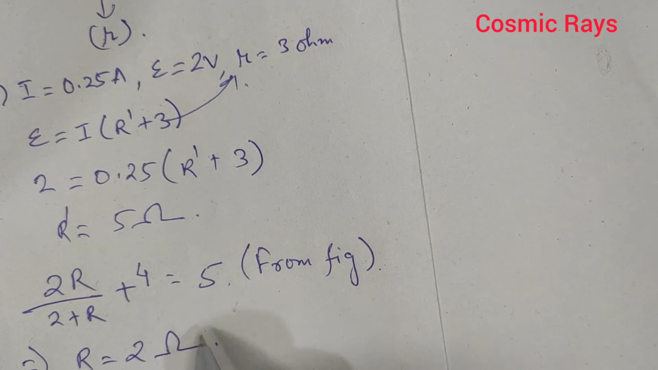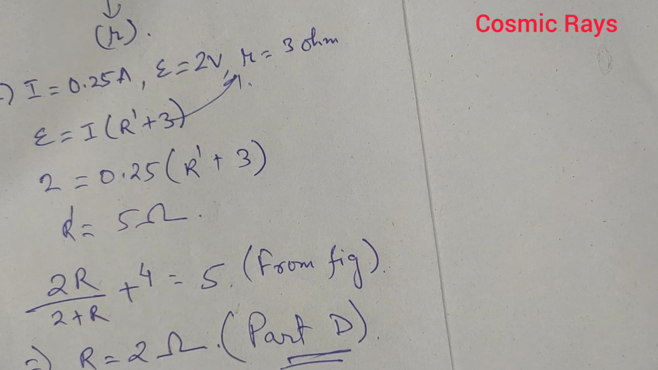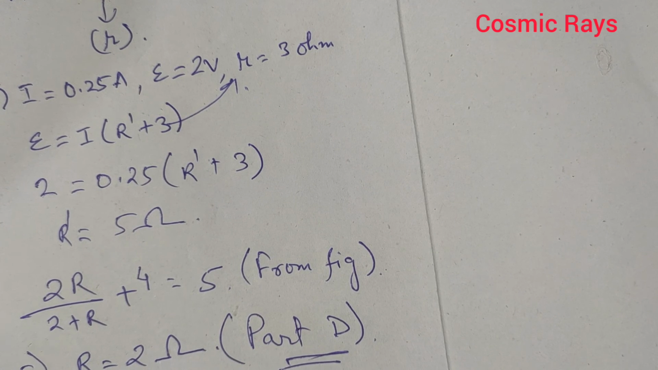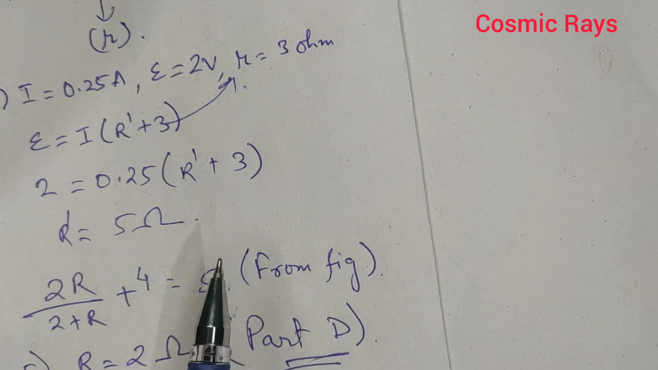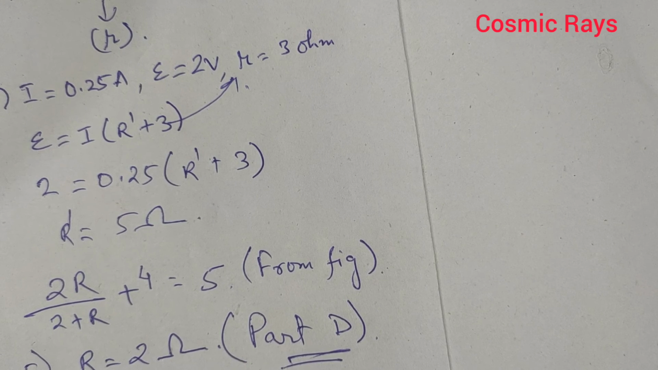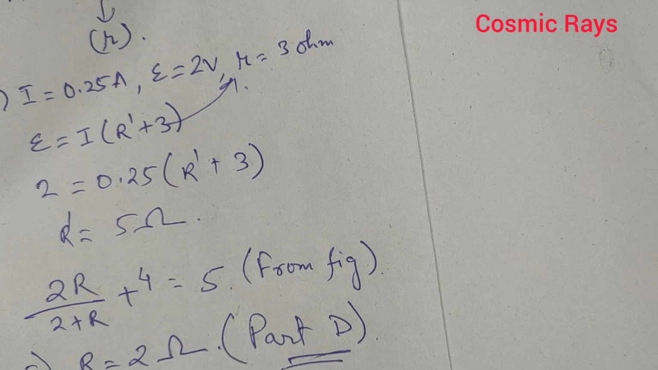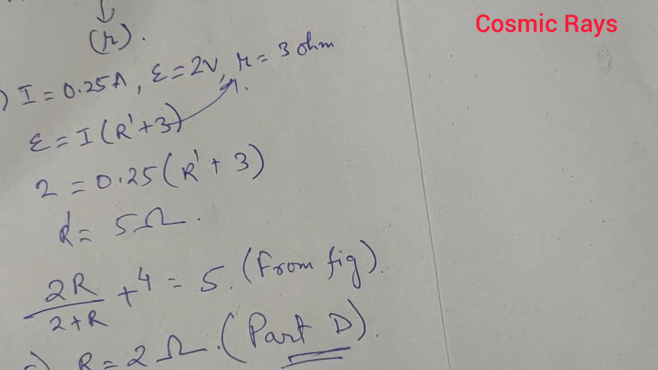Now this is part D, question number 28, part D. So I'll not be solving this again. And using the parallel combination for part C, that will be equal to 1 ohm. So V is equal to IR. Current is 0.25 and R will be 1, so that comes to 0.25 volts.